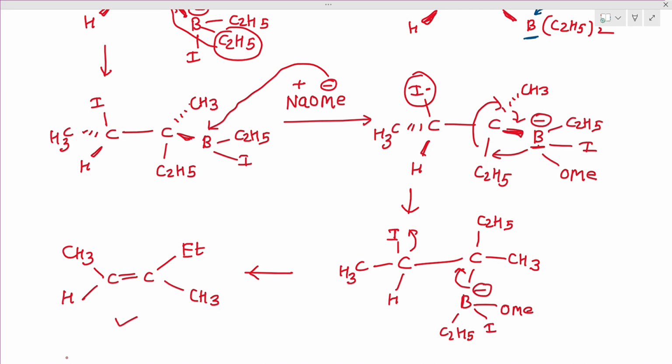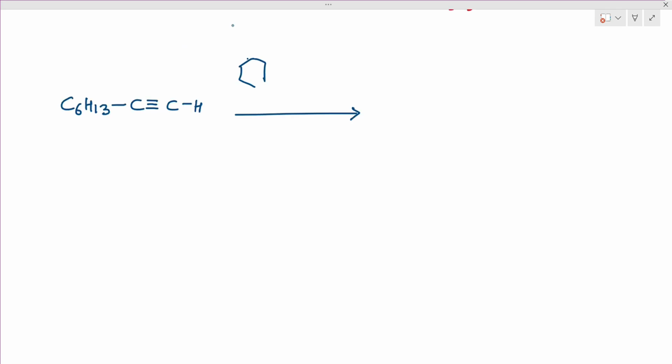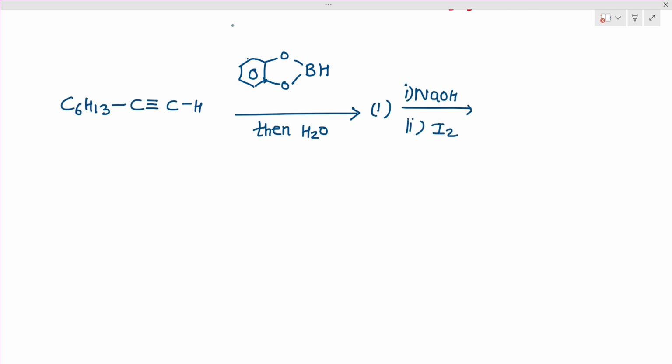Now see the next example. All these examples are given in the Carothers, so you can also try yourself. This is firstly treated with catechol boron and then it is treated with H2O. Then you are getting a compound 1. Then it is treated with NaOH firstly and secondly with I2. Then what is the product you are getting?